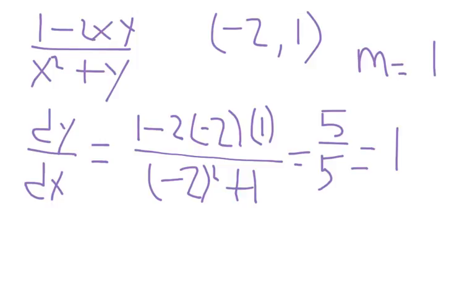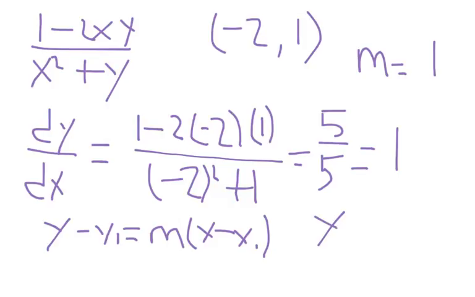So the slope is m equals 1. Then you got to put it into point slope form, which is y minus y1 equals m(x minus x1). So point slope form would be y minus 1 equals 1(x plus 2). And that's the answer for B.